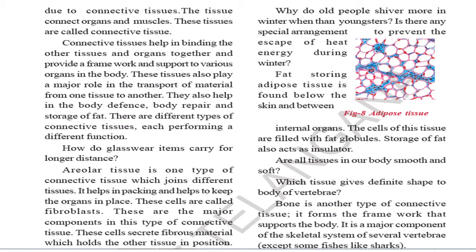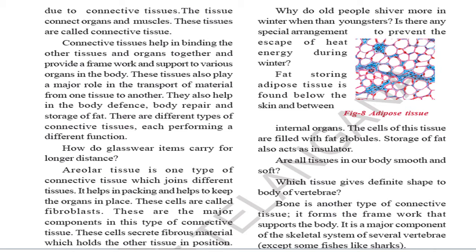Got it? Why do old people shiver more in winters than the youngsters? Is there any special arrangement to prevent the escape of heat energy during winter? Fat storing adipose tissue is found below the skin and below the internal organs. The cells of this tissue are filled with fat globules. Storage of fat also acts as an insulator. That's why we say fat people don't feel so cold, because of adipose tissue.